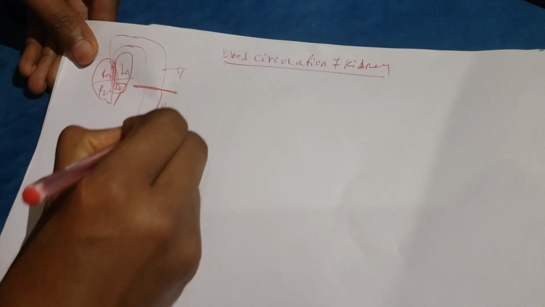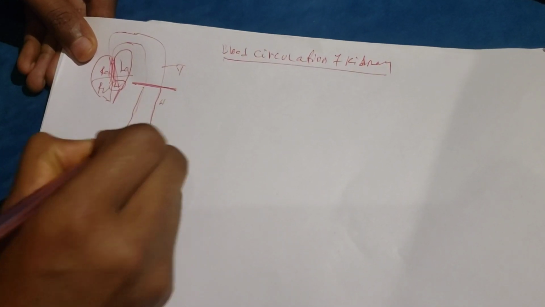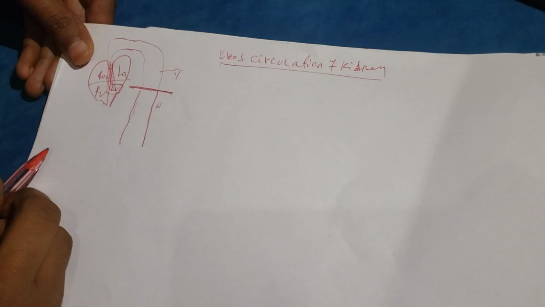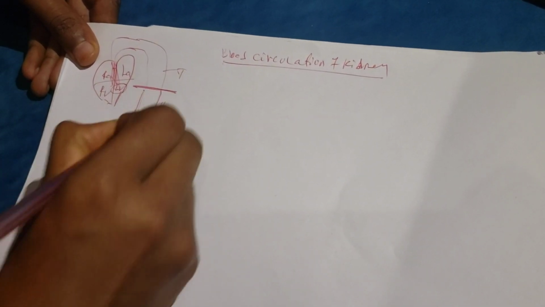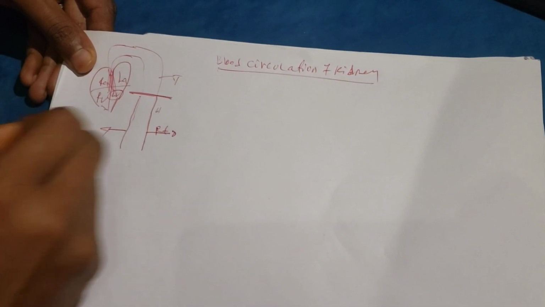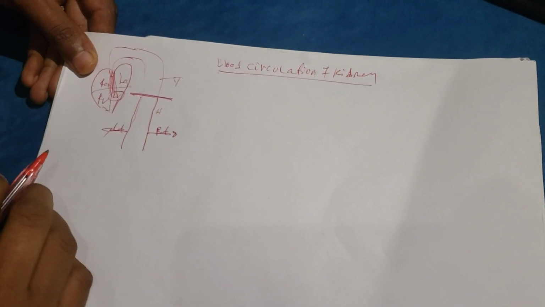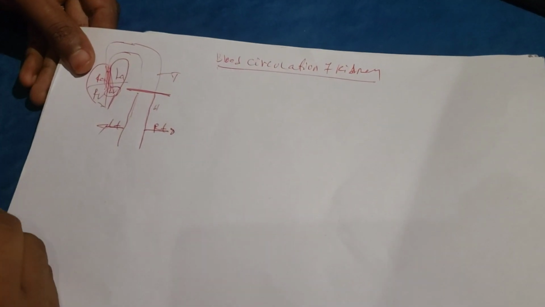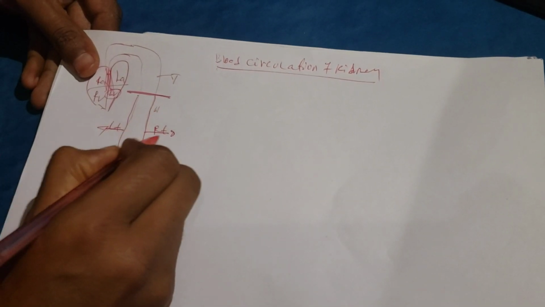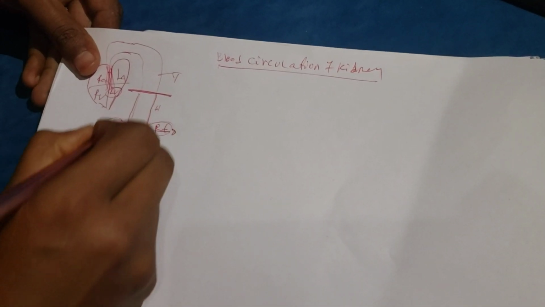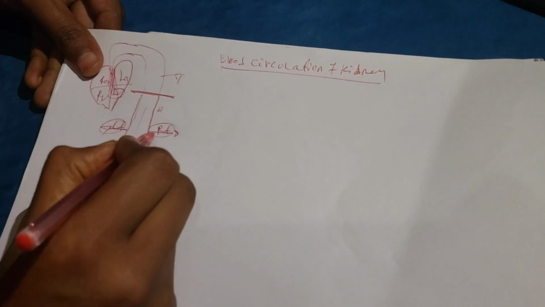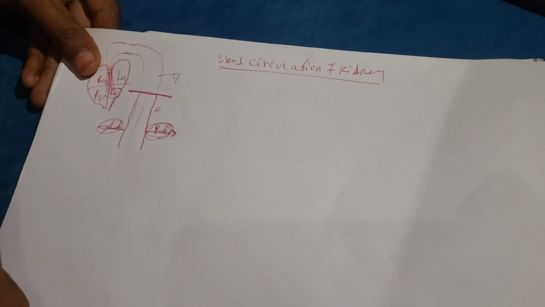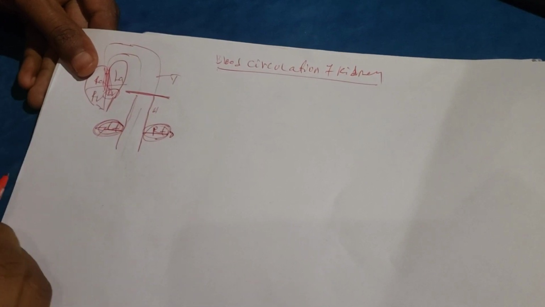From the abdominal aorta, 2 arteries emerge at right angles. These are the renal arteries. This is the right renal artery. This is the left renal artery. By the way, this abdominal aorta is found on the left side of the midline, so the right renal artery is longer than the left renal artery.